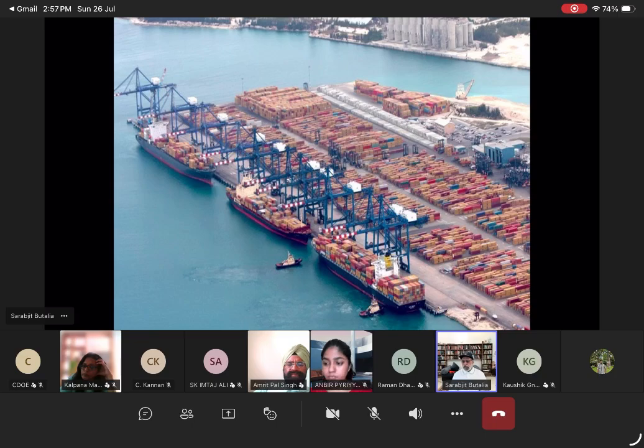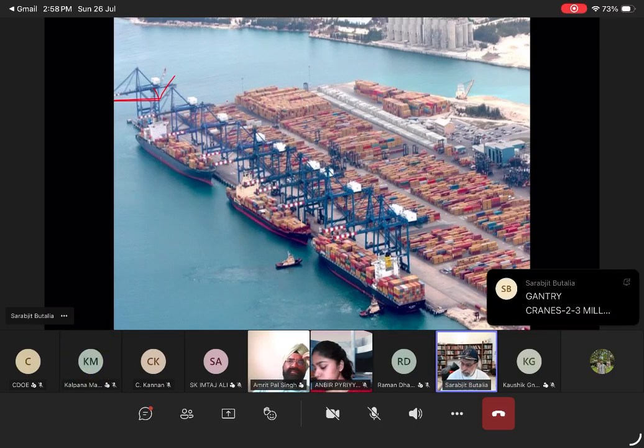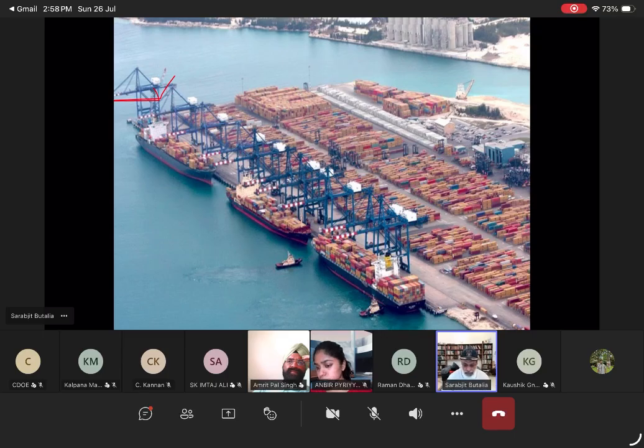Remember these blue structures, what you see, we call them gantry cranes. How is it spelled? Gantry, G-A-N-T-R-Y. I'll put it in the chat. Yeah. So you can see the port equipment, and 70% of them are now being supplied from China.